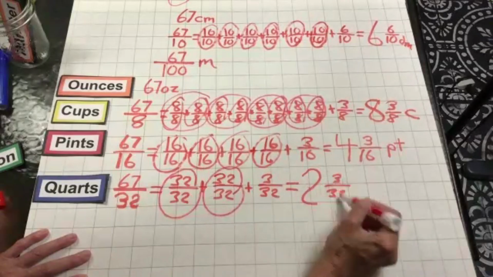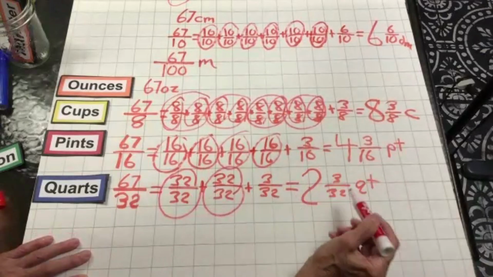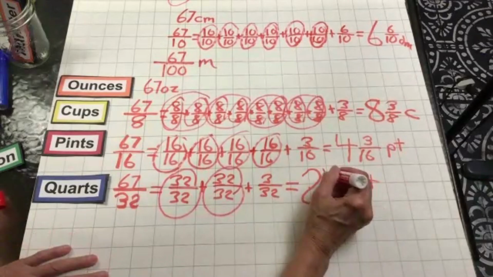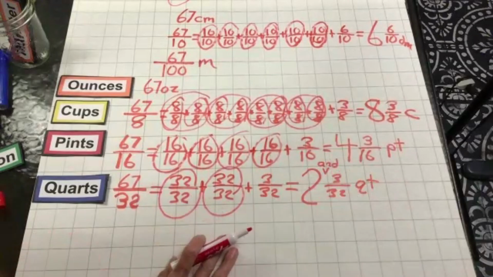So 2 whole and a part of a quart. So 2 and 3/32 of a quart. And remember, we always interject the word and here because we separate our whole number from our partial number with the word and when we say it.